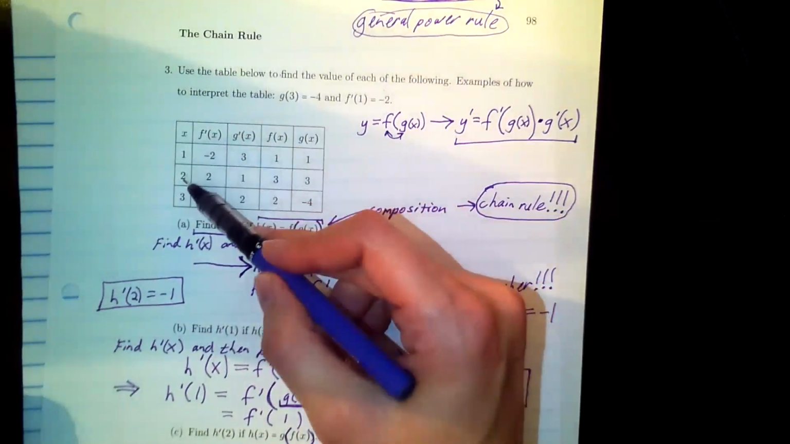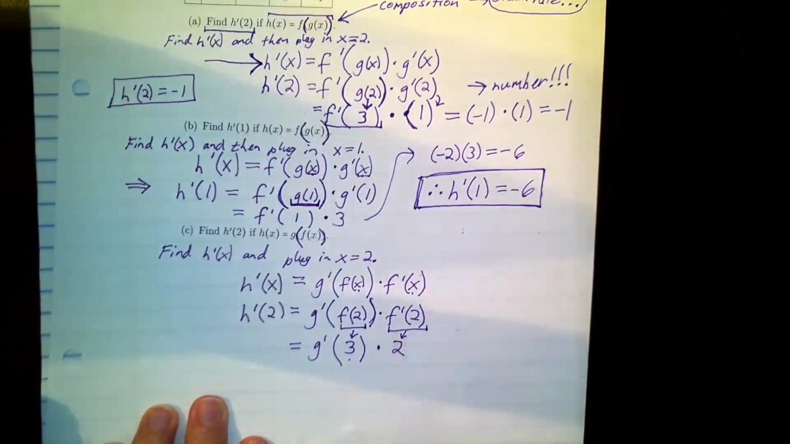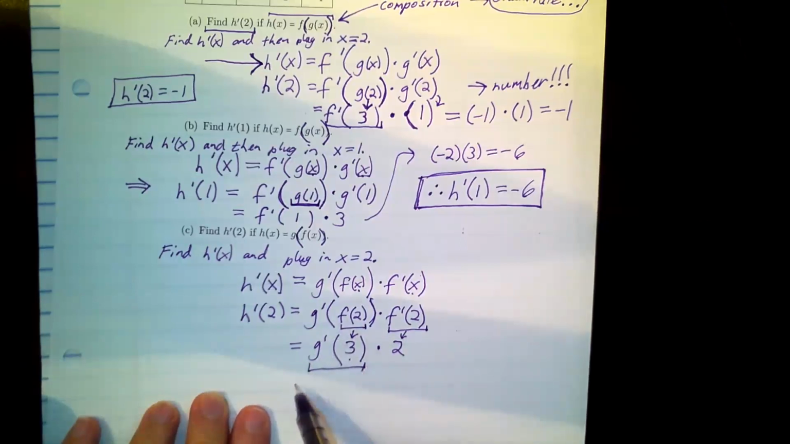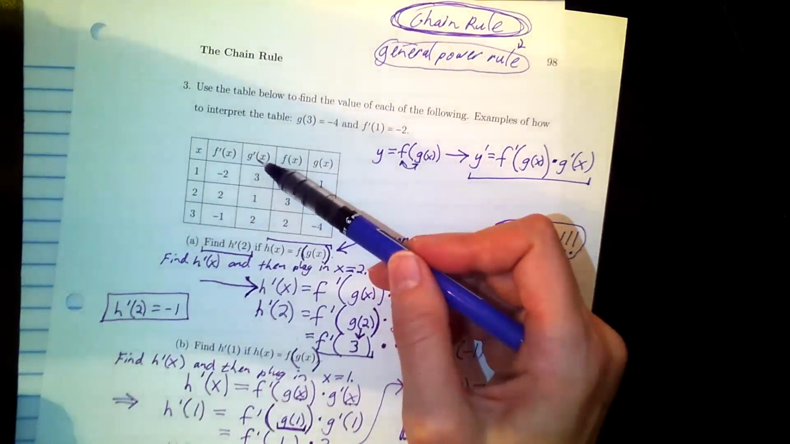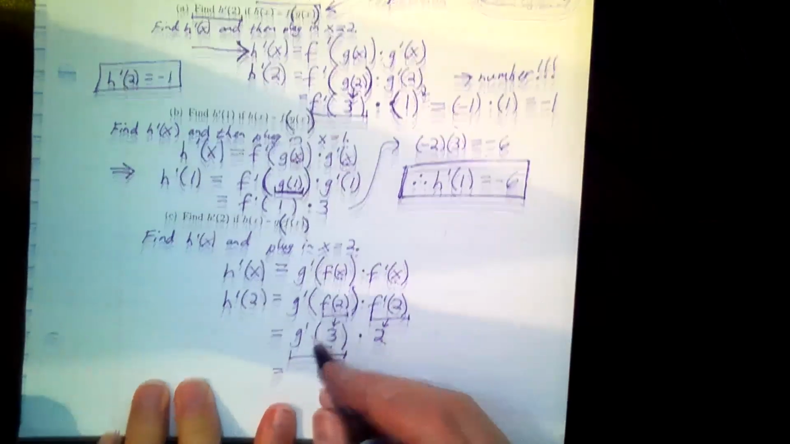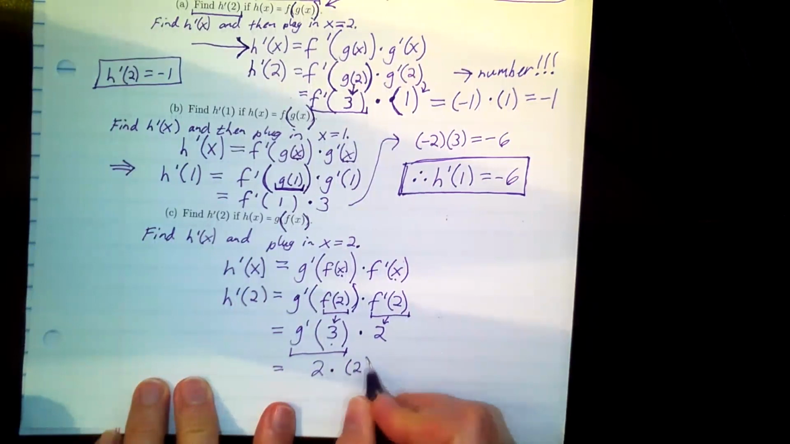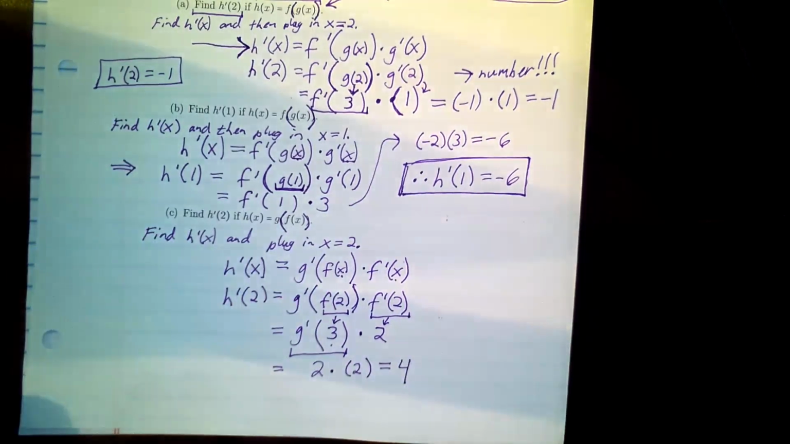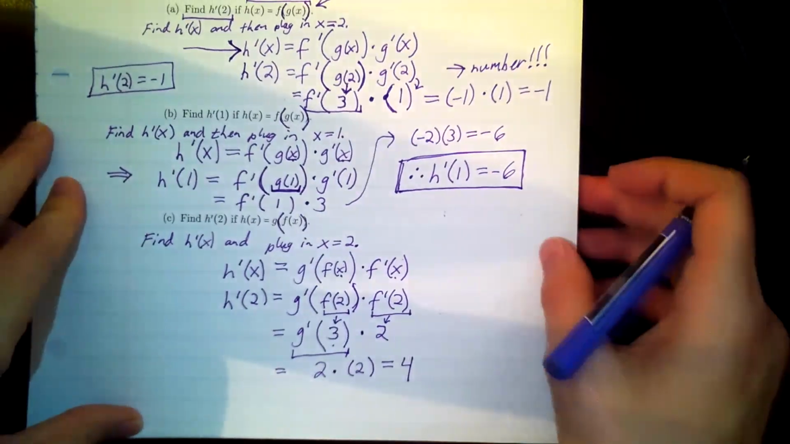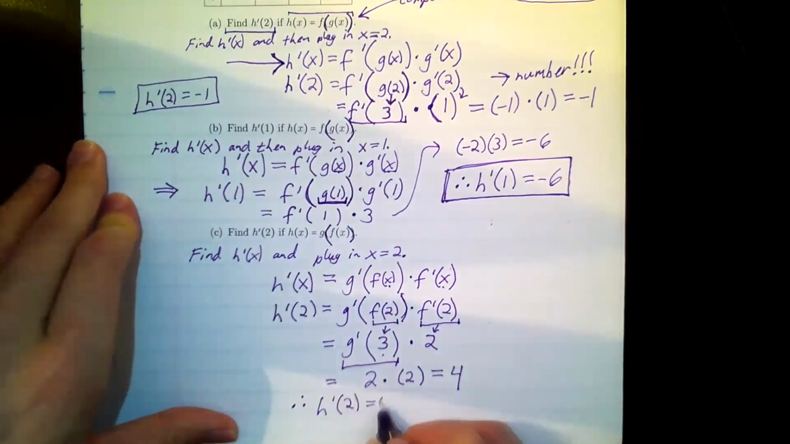F prime of 2 is 2. So that whole thing is 2. We're almost there. Now I've got to find g prime of 3. This whole value right here, g prime of 3. G prime of 3 is 2. So we put in 2 for that. We get 2 times 2, which is 4. And then we're done. We found that h prime of 2 is 4.